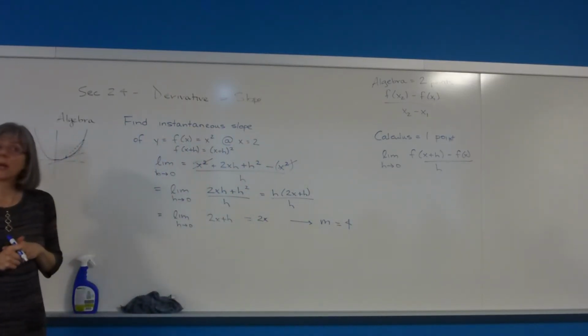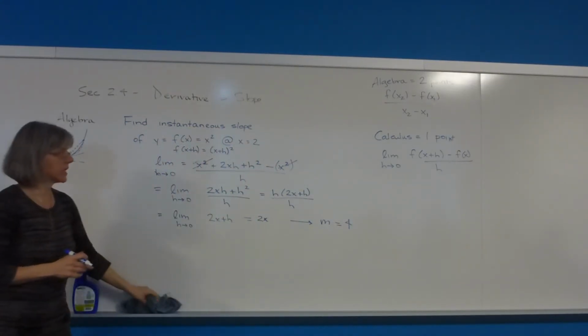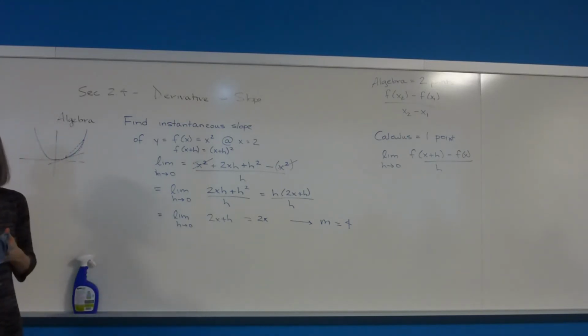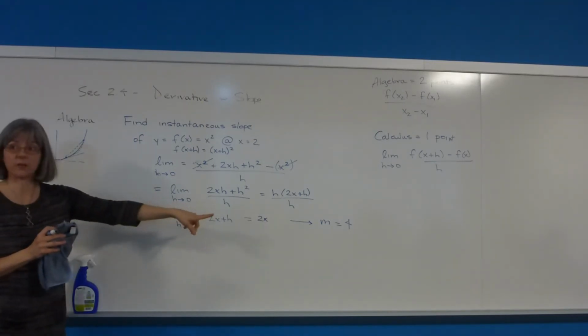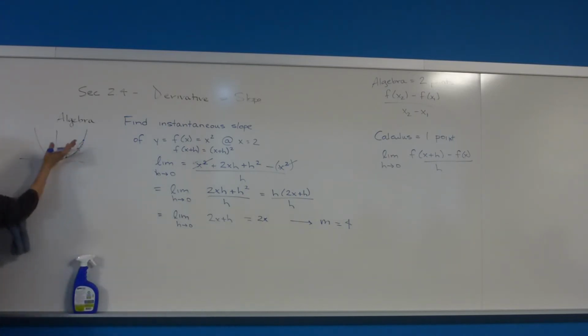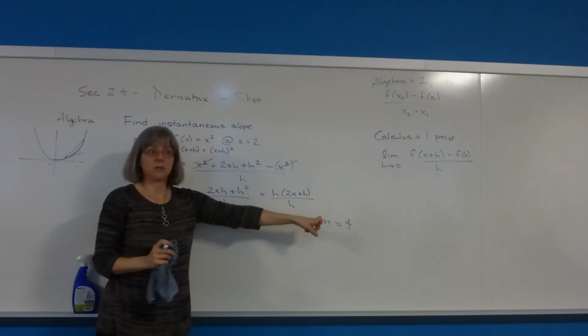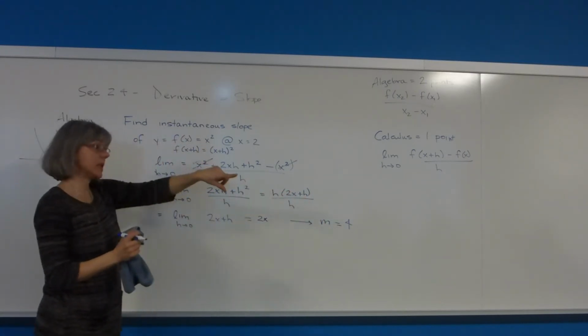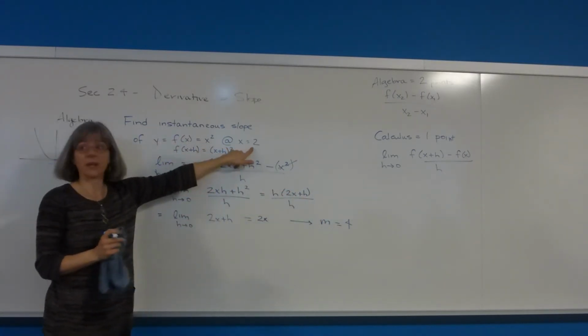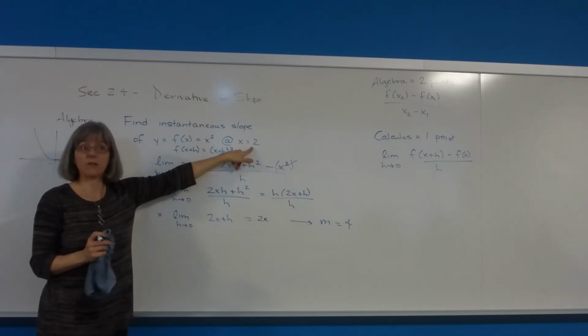If I wanted the equation of the line, let's finish this. If I wanted the equation of the line, what would I do? Do I have enough information to get the equation of the tangent line? Remember, the tangent line is the line that touches at one point. I've got the slope. What else do I need? A point. Could be the intercept or could just be any point. I've got an x value. Can I find a y value that goes with it?